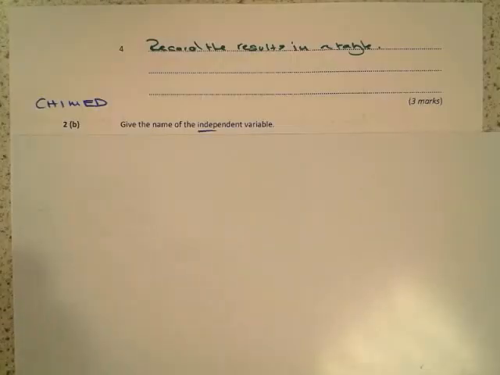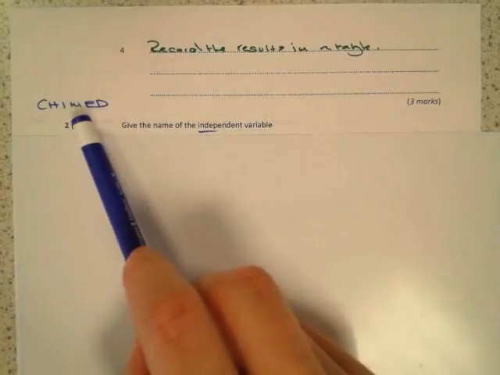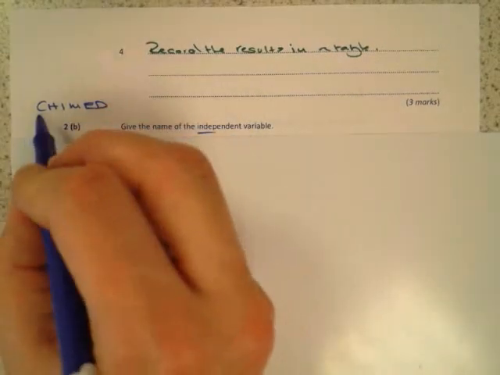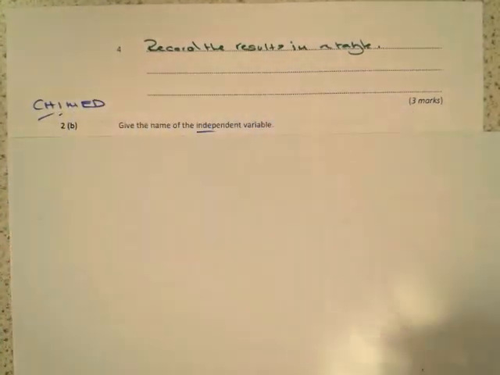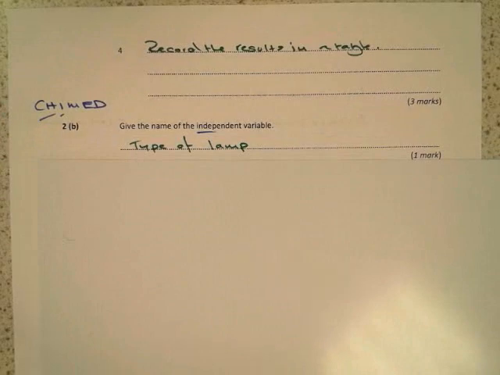It wants you to give the independent variable. Remember the CHIME mnemonic. You change the independent. So the thing we've changed in this experiment is the lamp. There are 4 different lamps that we've used, so the independent variable is going to be the type of lamp, and I've written that there.